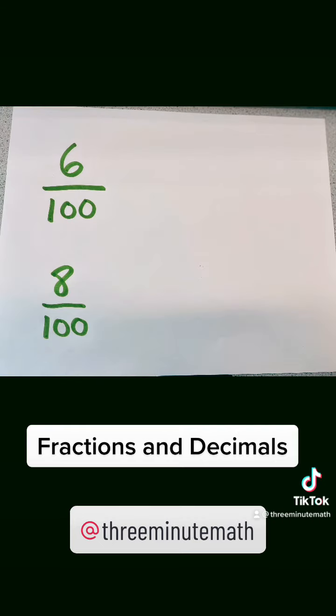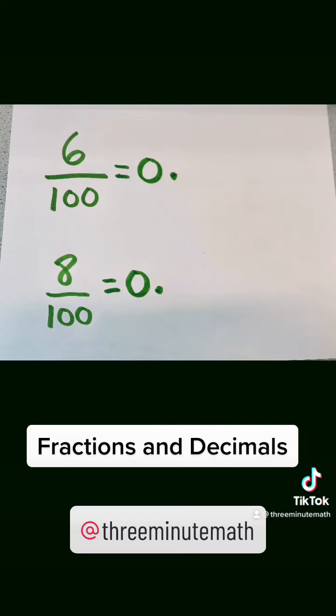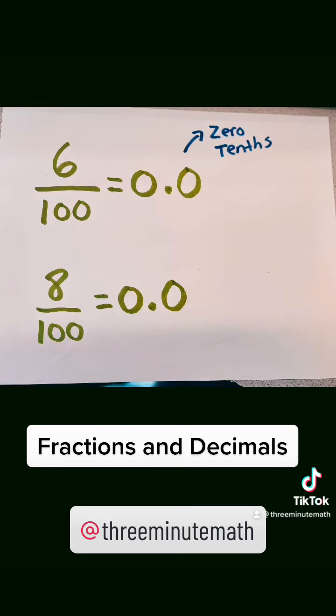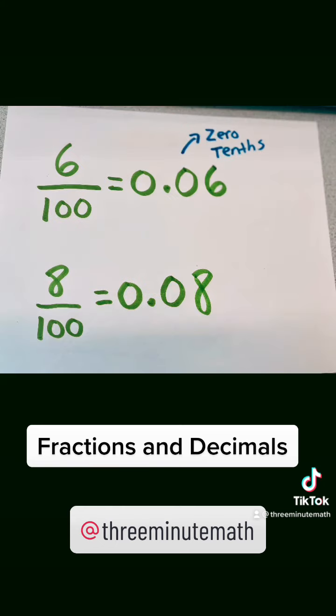Tricky numbers to write as decimals are hundredths in the single digits. Let me show you what I mean. Once again, neither of these fractions represents a whole number, so I put 0 as my whole number. But neither of these fractions have a tenth either, so I put a 0 in the tenth column. Finally, I add my number in the hundredths column, so I end up with 6 hundredths in decimal form and 8 hundredths in decimal form.